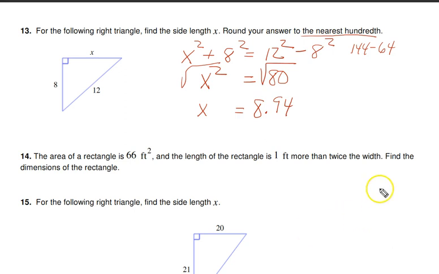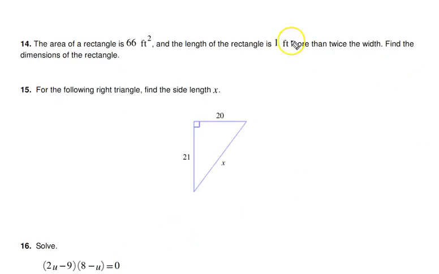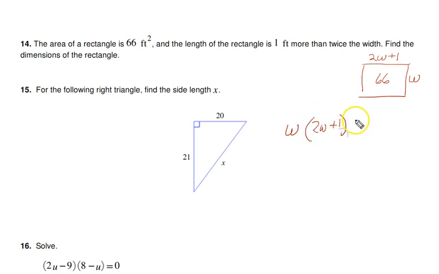Okay, let's raise it up a little bit. Now in this next one, we're going to make a rectangle again. The area is 66, and the length is 1 foot more than twice the width. So this is our width, so twice the width plus 1. And we do this the same way. So w times 2w plus 1 equals 66.